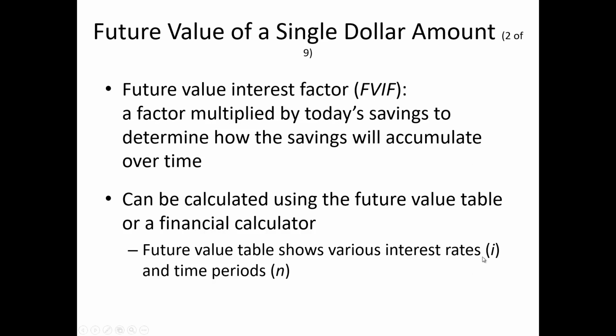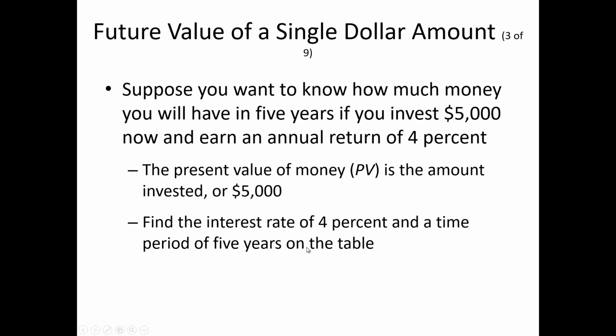I is always going to be the interest rate, little i. N is always going to be the time period. And so you've got enough to work through those problems now. But more important than the problems is just the concept of how it works, right? PV is always going to be present value, and you go with that.